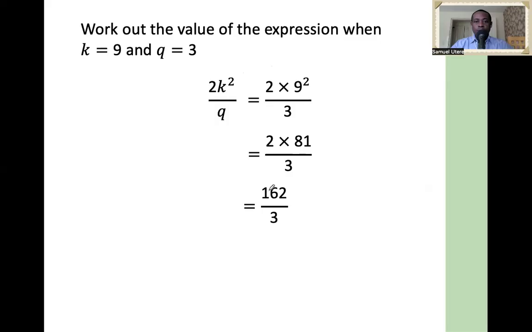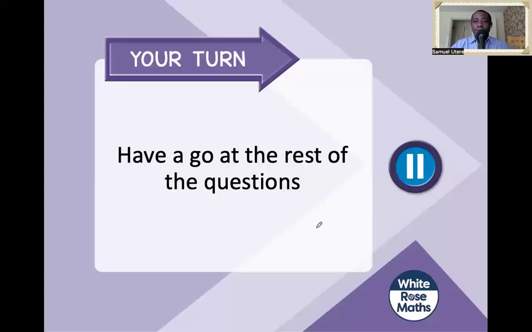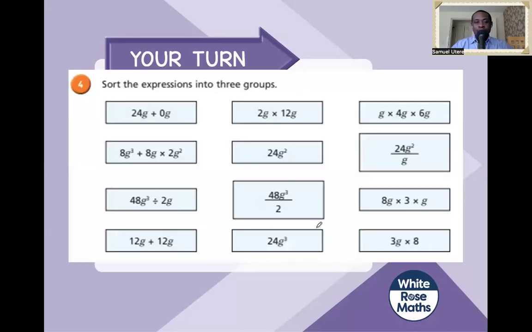And of course, we know that a fraction can be rewritten as division. So this is 162 divided by 3. And that gives us 54. It's now time for you to do the next practice in this lesson, which will take you to the end of the lesson. All right, so pause the video and answer question 4 in 2 minutes.